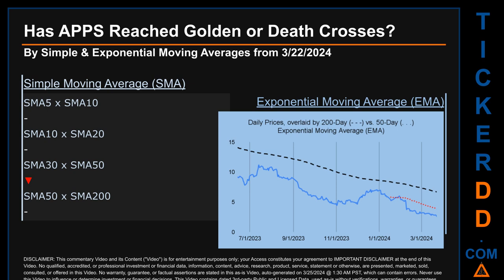Continuing with SMA, we looked across the 5 to 10, the 10 to 20, and the 30 to 50-day ranges to see if golden and death crosses had been reached. We found death cross signal for the 30 to 50. We could not find either golden cross or death cross signal for the 5 to 10, the 10 to 20, the 50 to 200.